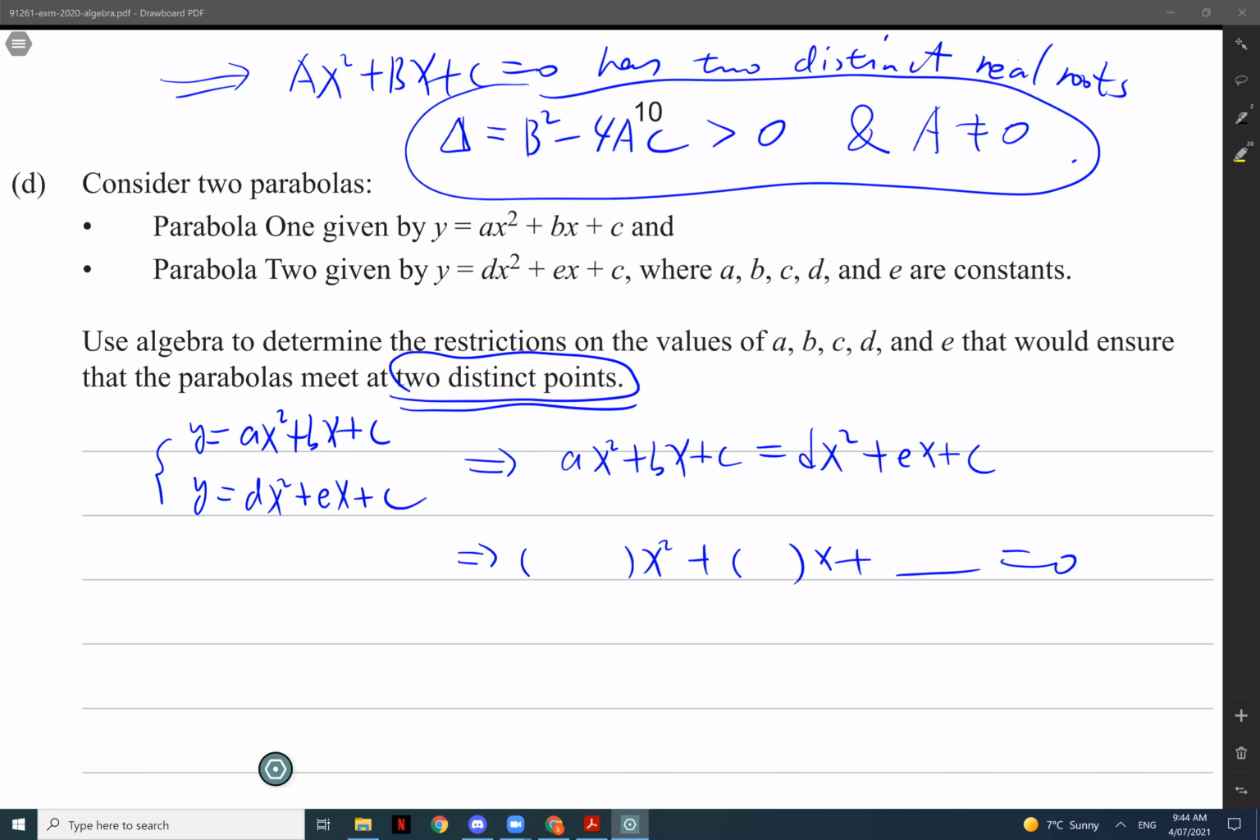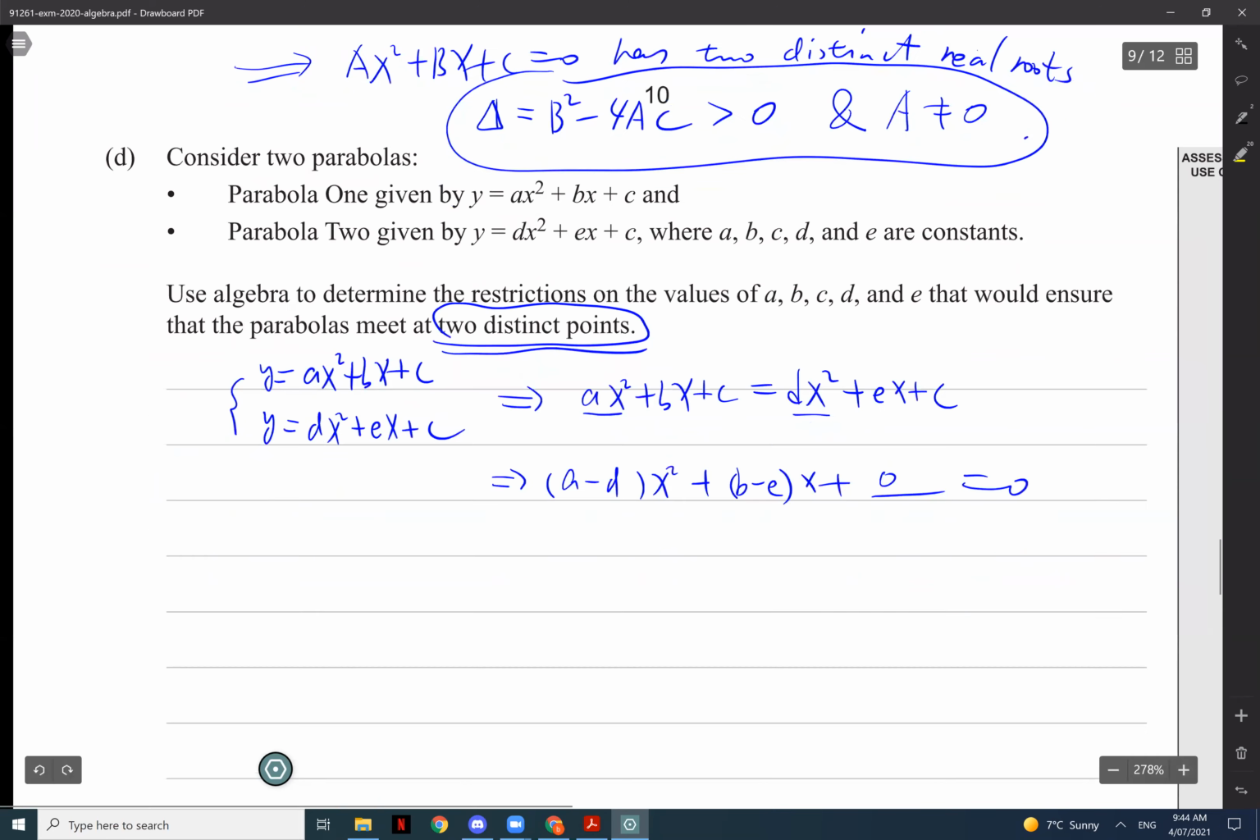Okay. I'll rearrange. A minus d x squared. B minus e x. C minus e just 0. Yeah, that's correct.